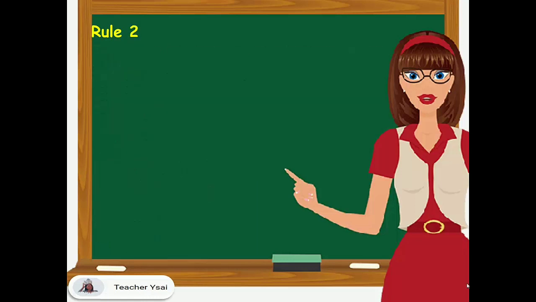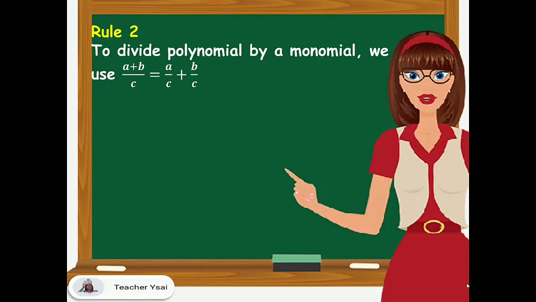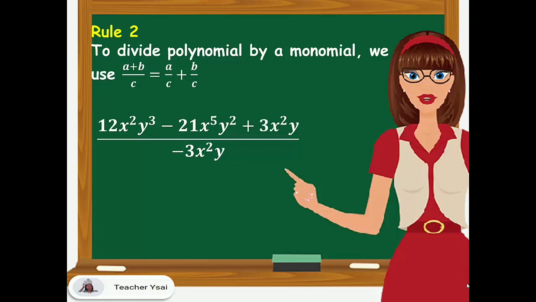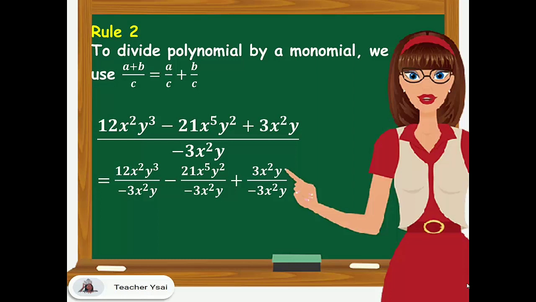Rule number 2. To divide a polynomial by a monomial, we use (a plus b) all over c equals a over c plus b over c. For example, 12x squared y cubed minus 21x to the fifth power y squared plus 3x squared y all over negative 3x squared y. Applying the rule, we have 12x squared y cubed divided by negative 3x squared y, minus 21x to the fifth power y squared divided by negative 3x squared y, plus 3x squared y divided by negative 3x squared y.